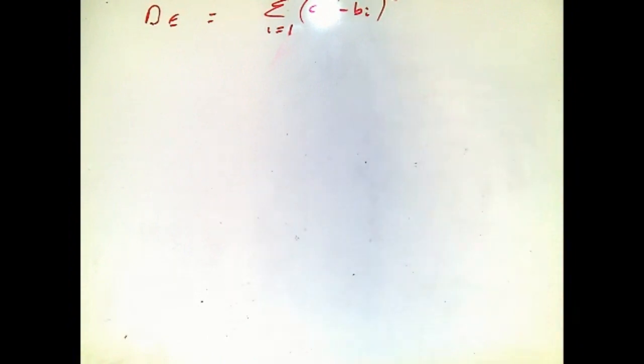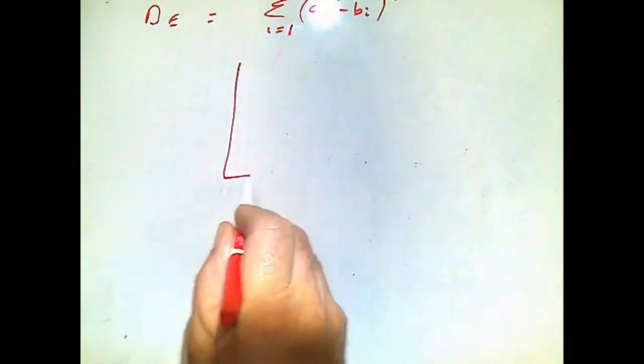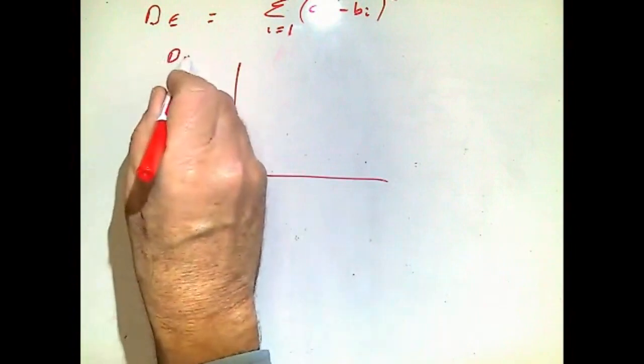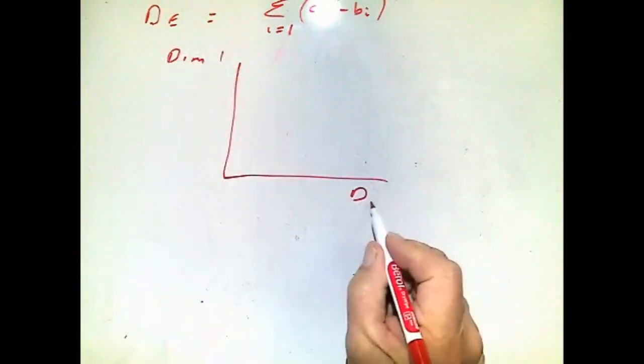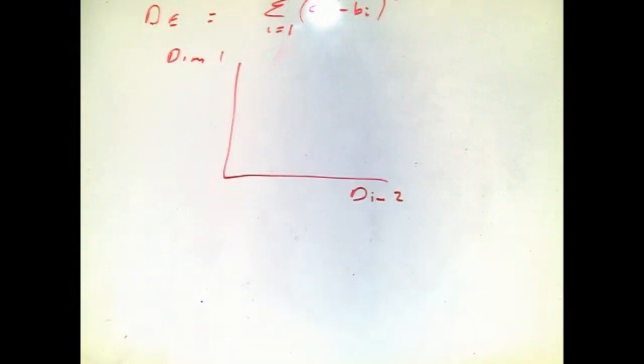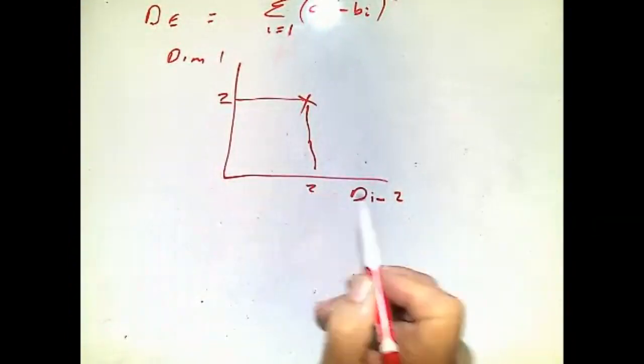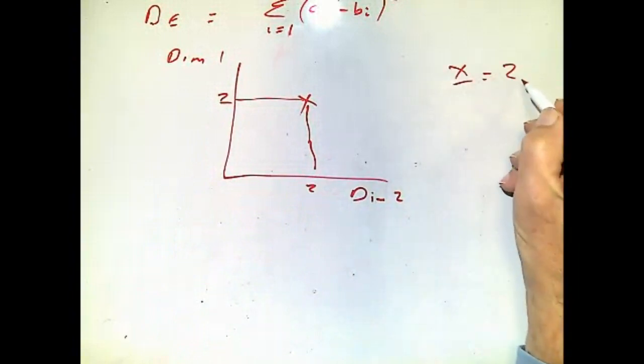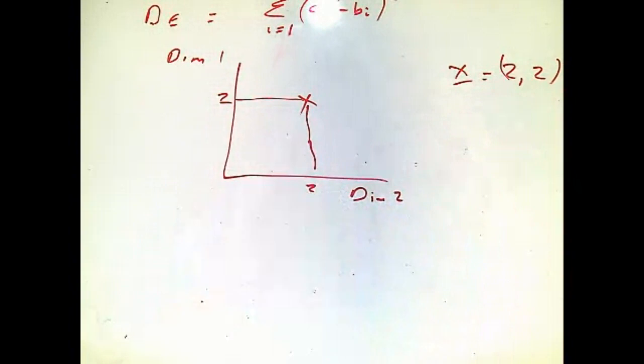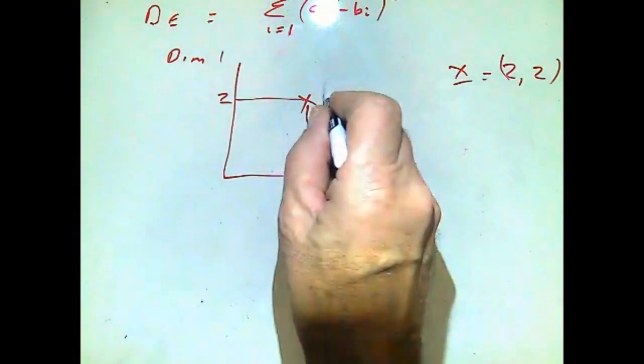Now, in 2 dimensions, absolutely trivial, but we can see what's going on in 2-dimensional space. What we have for the Euclidean distance is 2 dimensions. This is dimension 1, and this is dimension 2. And for a pattern, x, that would be 2, 2, say. X is the vector, 2 for dimension 1, 2 for dimension 2. That is the point of the vector. And for a Euclidean distance, the contour of equidistance is a circle.